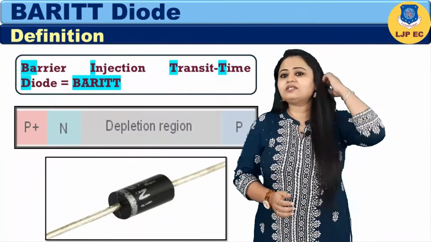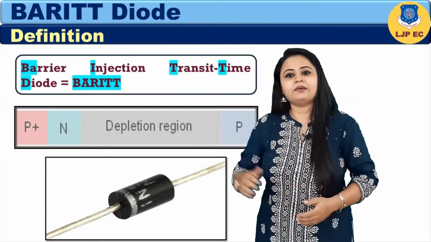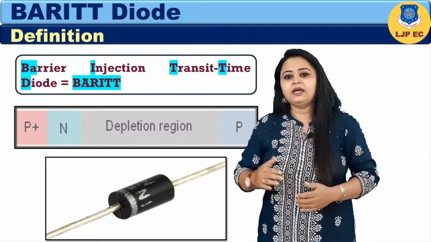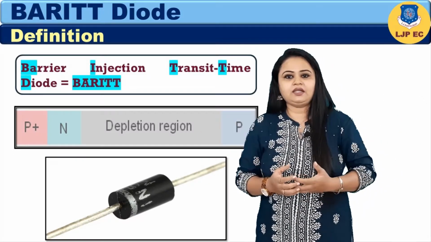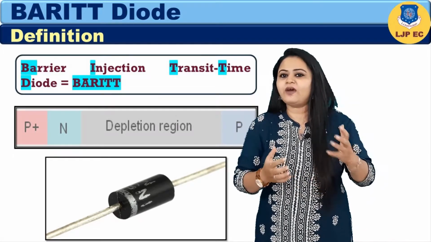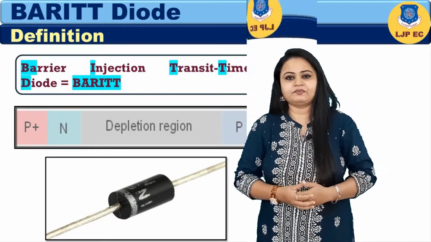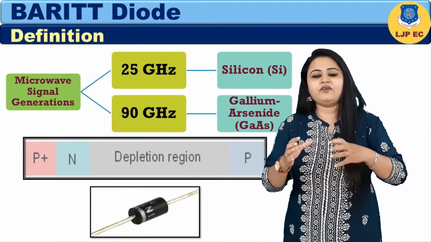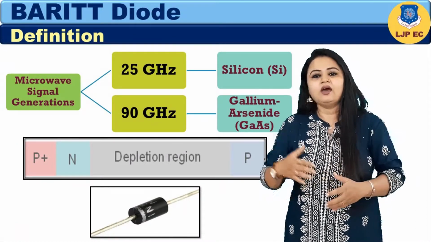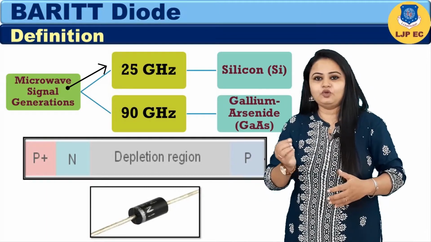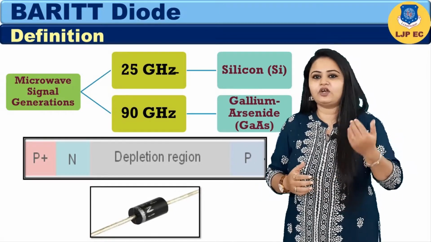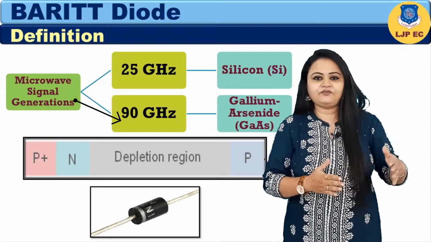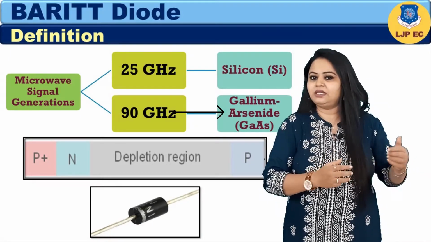Barrett diode is commonly referred to as Barrett injection transit time diode. It has many similarities to the more widely used IMPATT diode. Barrett diode is usually used for microwave signal generation at frequencies up to 25 GHz for silicon material and 90 GHz for gallium arsenide material.